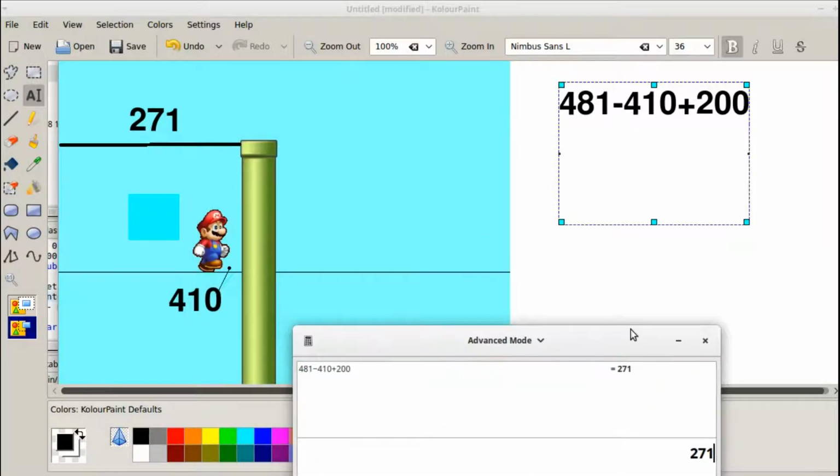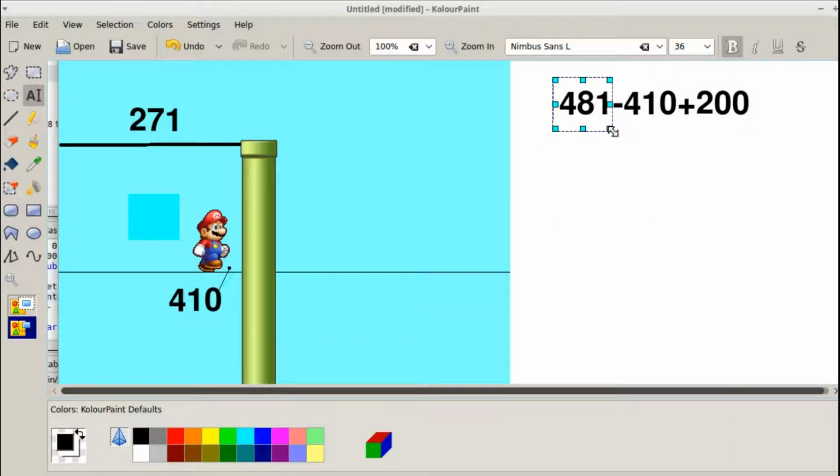Now where's Mario at? He's at 410. Do you see why there's a problem? So 410 is not close to 271. Let's see, 410, 481. I think it finally clicked what the problem is.